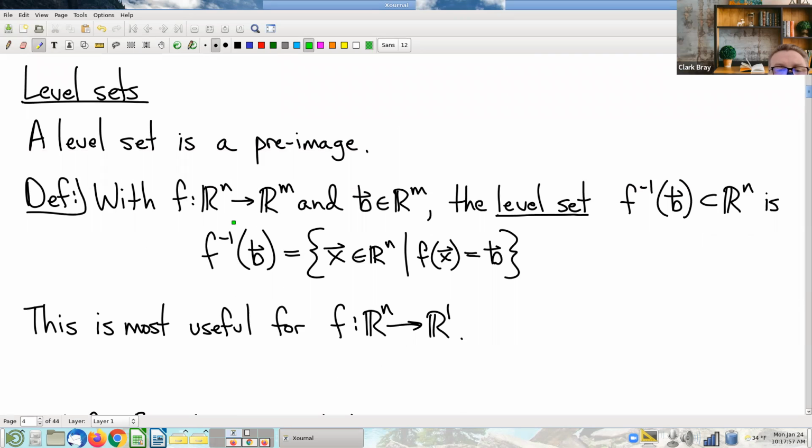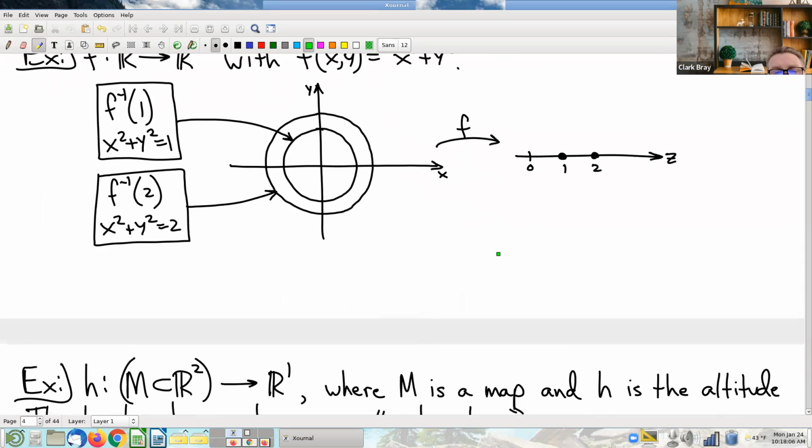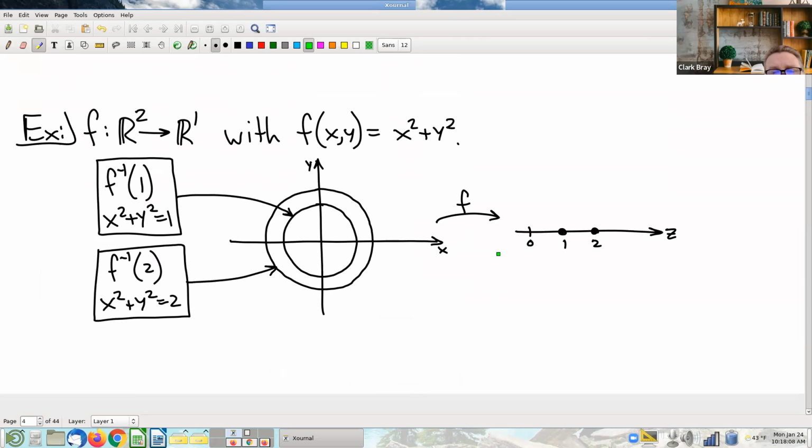Level sets, we talked about level sets. This is where instead of setting the function equal to a new variable, you set the function equal to a constant. And we saw several examples of this, such as these circles here, level sets of that function.